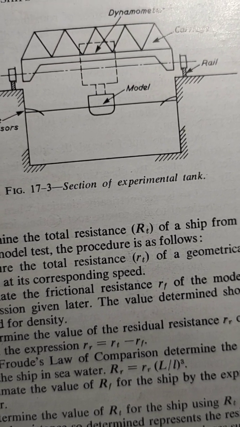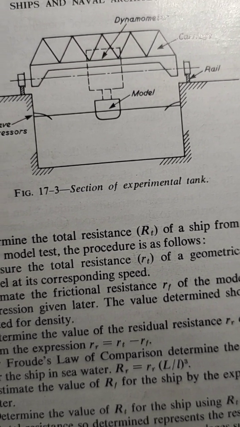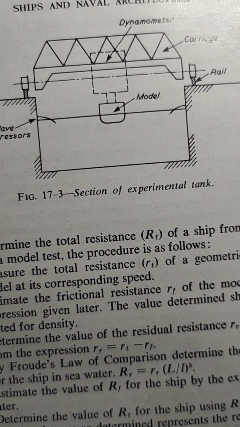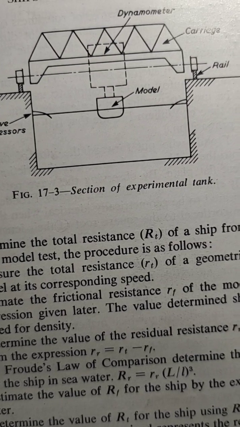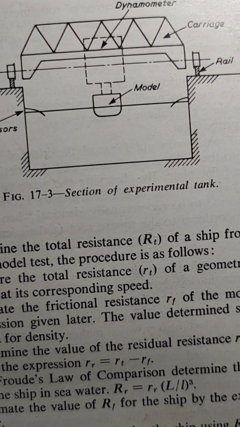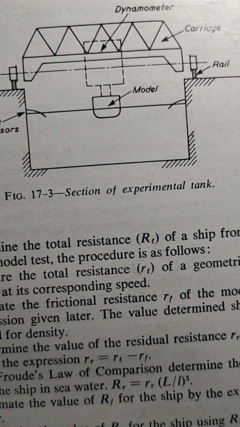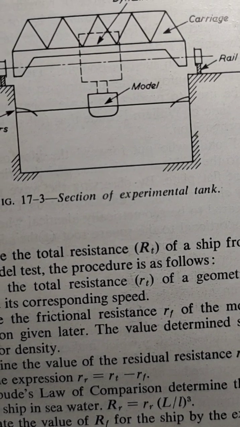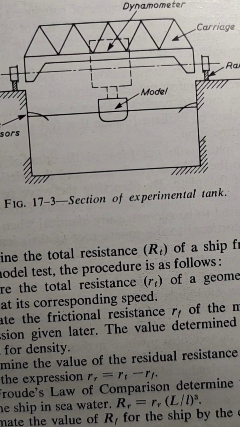And then inside this we pour water and we put some wave damping so as to minimize the waves coming due to wall effect of the channel. So we now put a ship model inside, and tow it, as you can see, on a railroad arrangement that has a carriage.